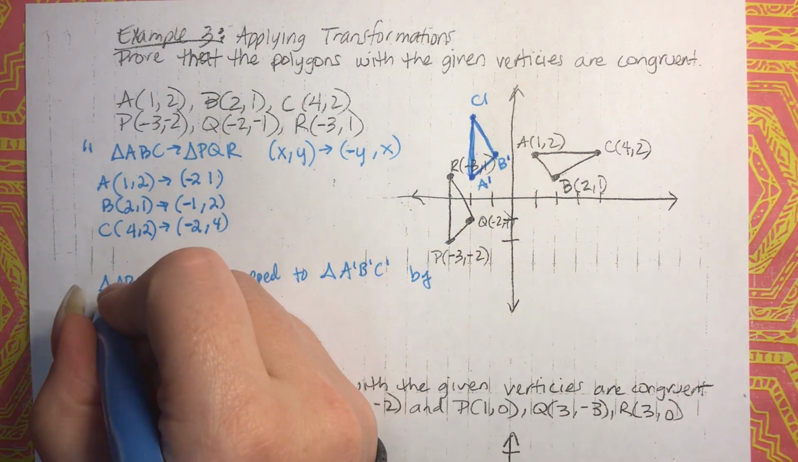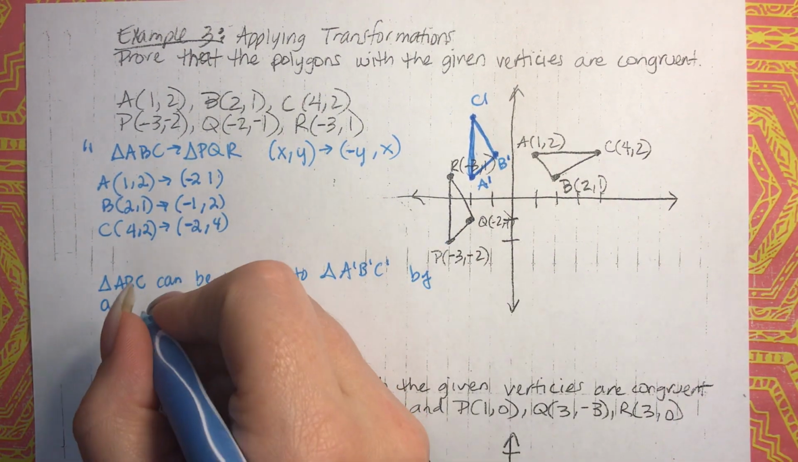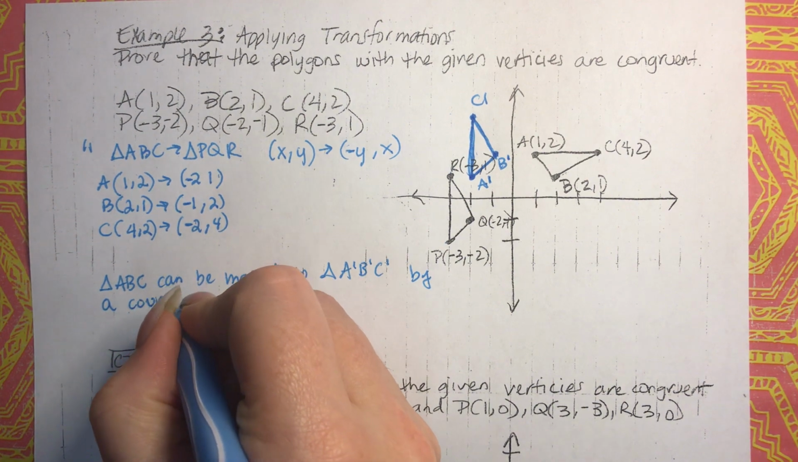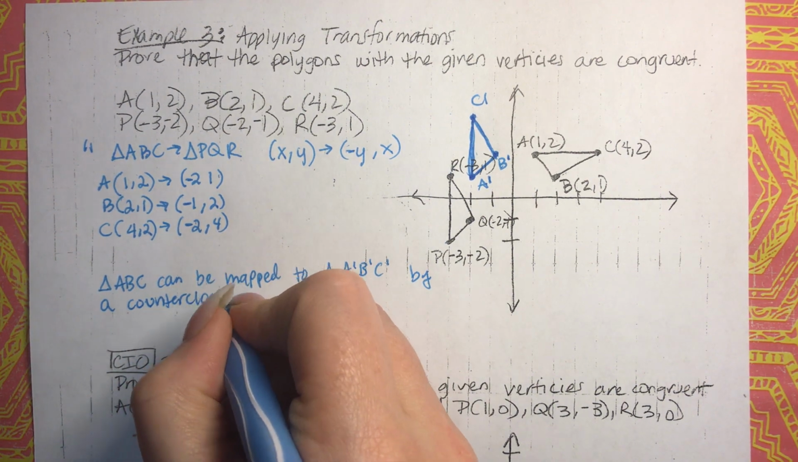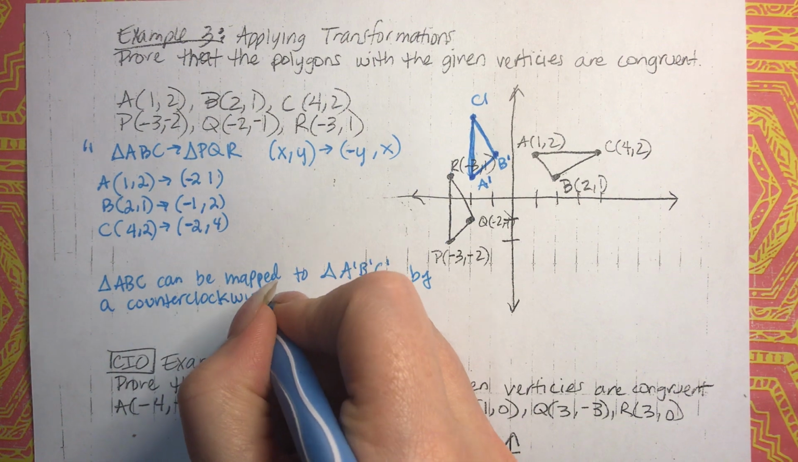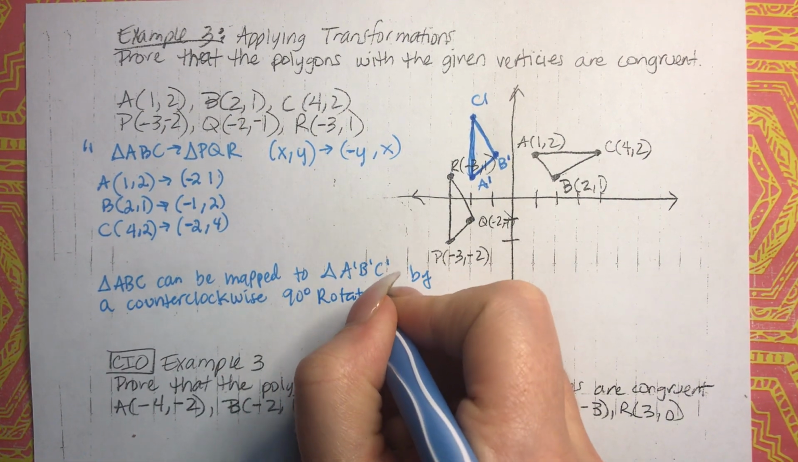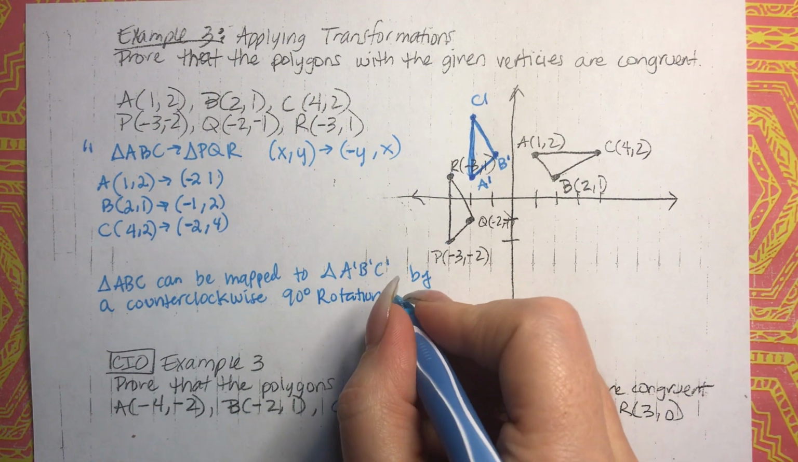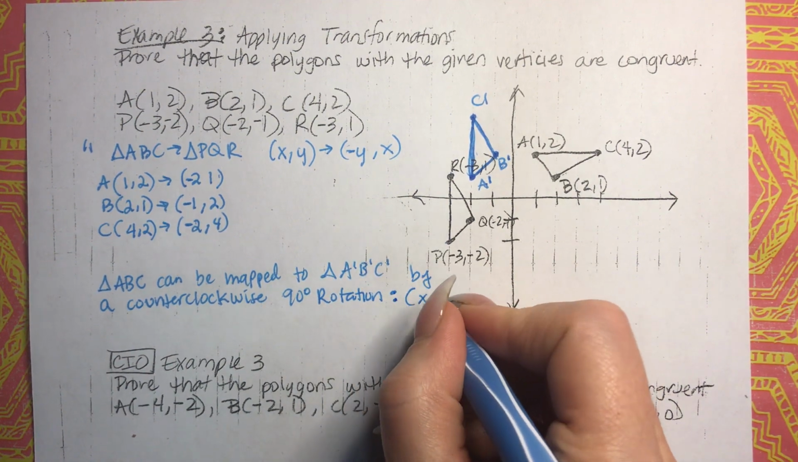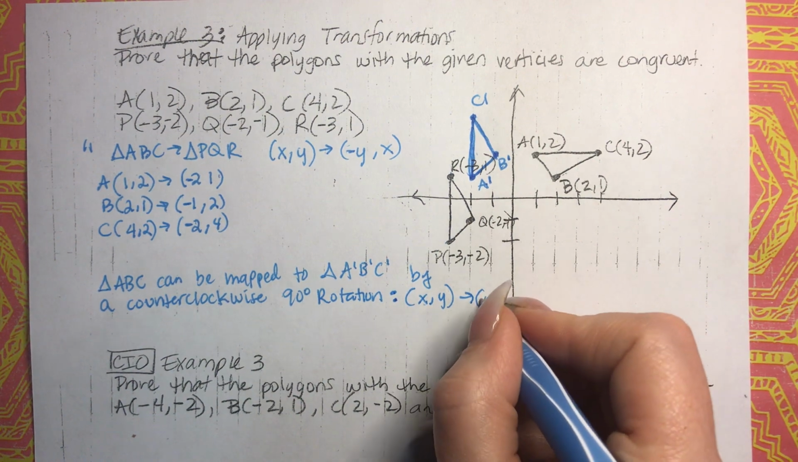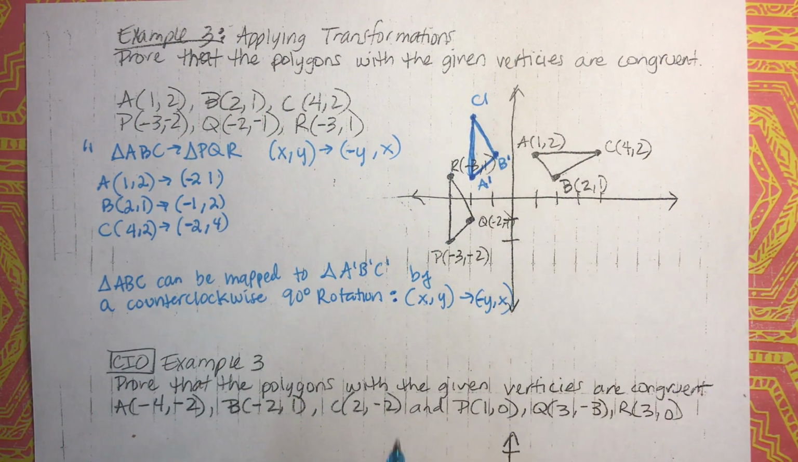By a counterclockwise (90-degree) rotation, which is the rule (x, y) goes to (y, -x). The x and y switch, but the y is negative. That's counterclockwise.